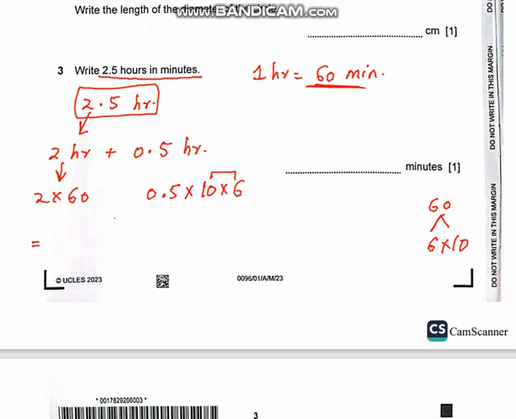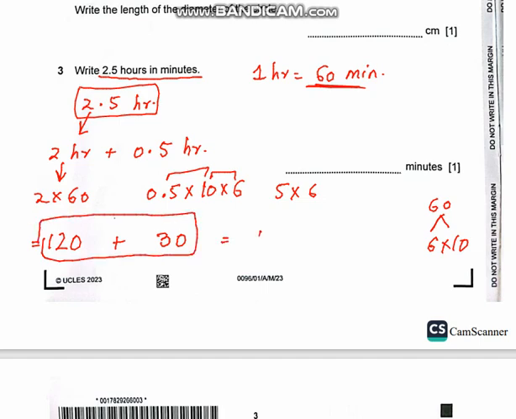Now 2 times 60 is, 2 times 6 is 12. So it is 12 and 0, it is 120 plus, and over here when you times 0.5 with tens you will get that 5, so it will be 5 times 6, so 5 times 6 is 30. Now you have to add these two numbers together, 120 and 30, so you will get that 150 minutes. So 2.5 hours will be equal to 150 minutes, my dear.